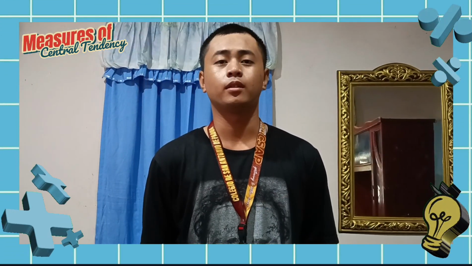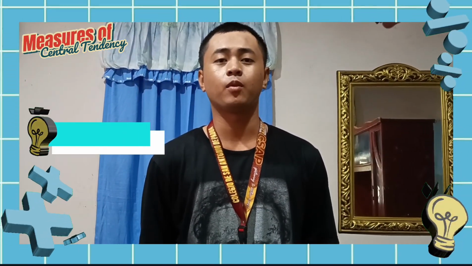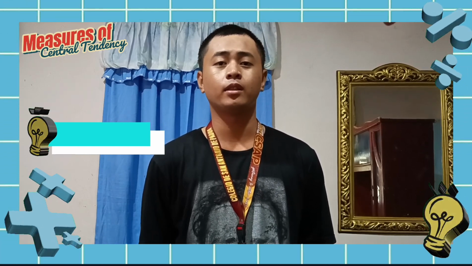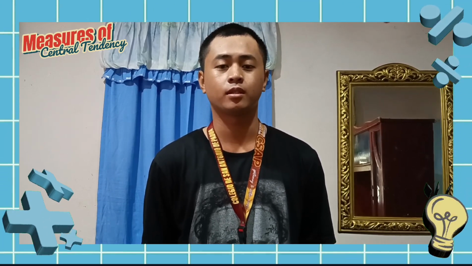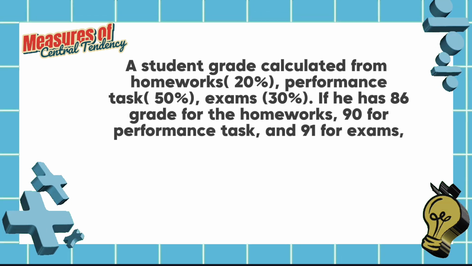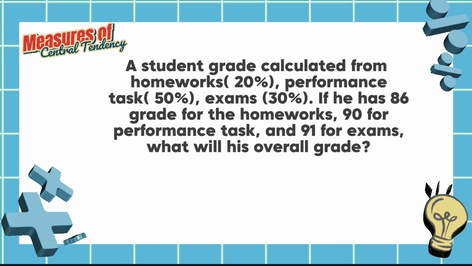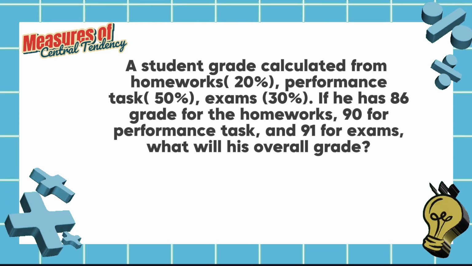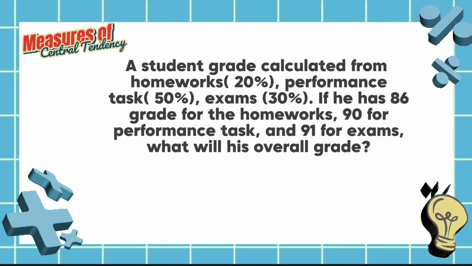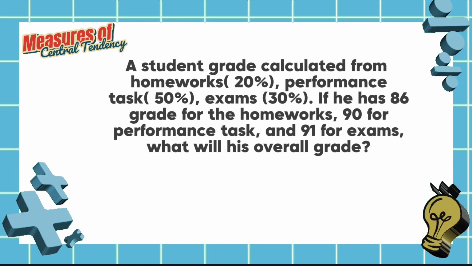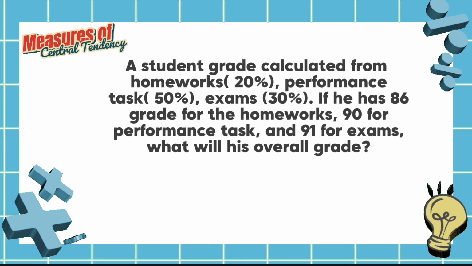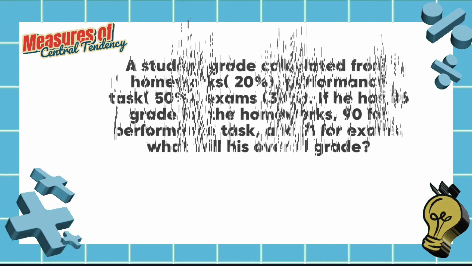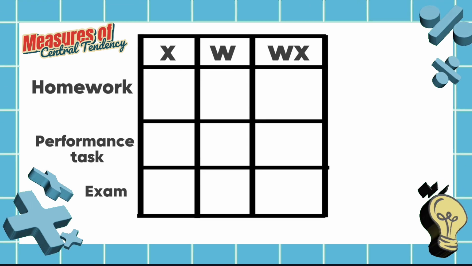Next is the weighted mean. The weighted mean is a type of average where each value in a dataset is assigned a weight that reflects its relative importance. A student's grade is calculated from the homework 20%, performance task 50%, exam 30%. If he has 86 for the homework, 90 for the performance task, and 91 for the exam, what will be his overall grade? Let's make a table first to see the given.